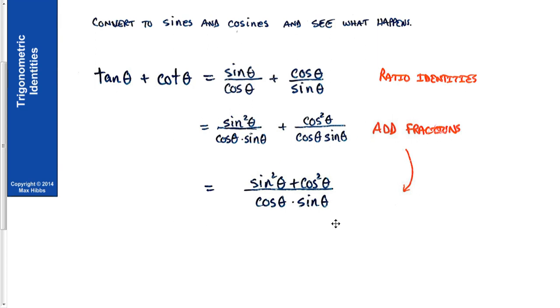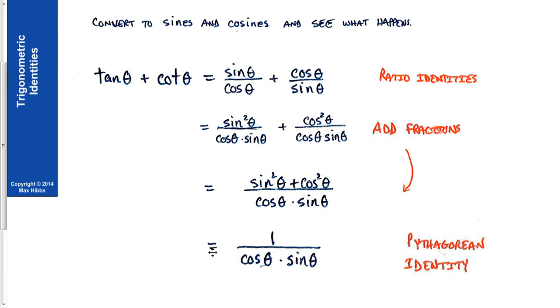And you may have even noticed ahead of time what was going to happen, because that numerator, sine squared theta plus cosine squared theta, we ought to think of 1 immediately. Okay, we ought to think of 1 immediately. So now we have something much simpler.